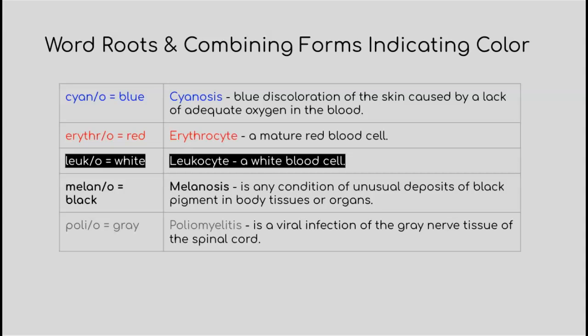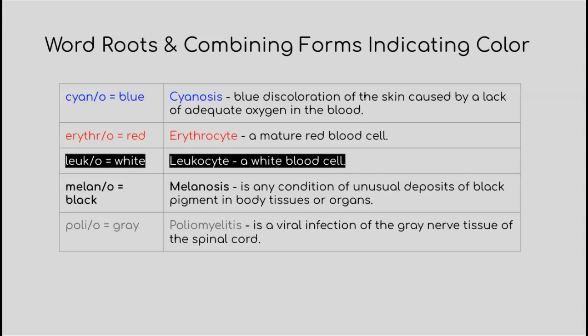Osis by itself means condition or any condition. Cyan means blue. So if you put them together, it's a condition of being blue, or in medical terms, blue discoloration of the skin caused by a lack of adequate oxygen in the blood. I like to use the reference of when you're really, really cold or your circulation isn't very good, your lips can turn blue. That's cyanosis.